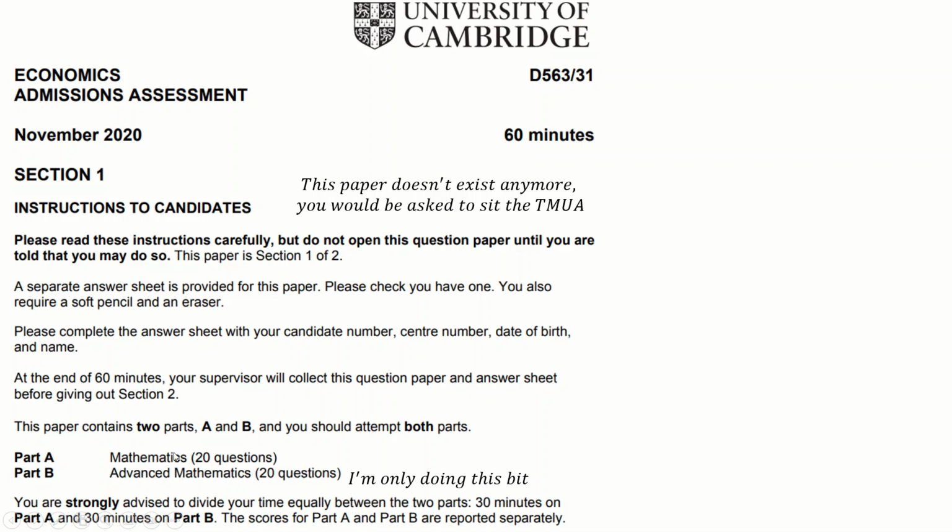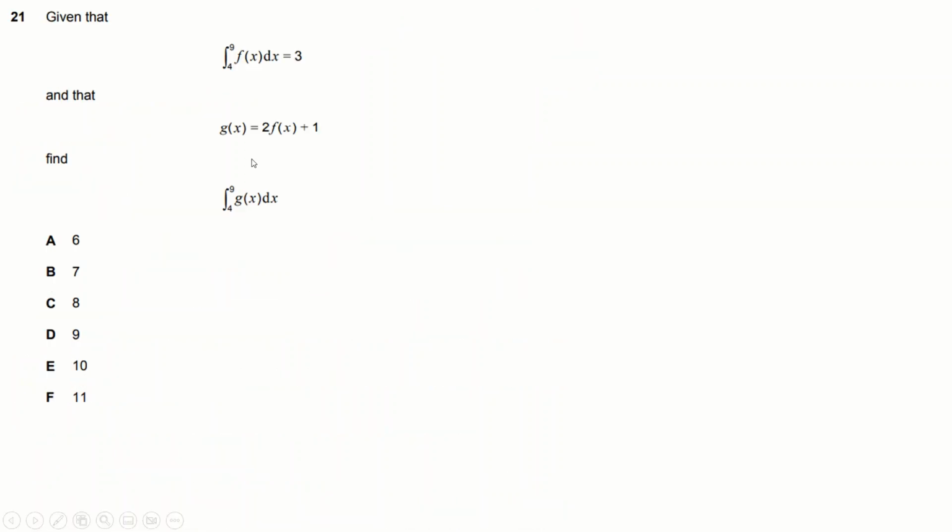These questions are a little bit easier, so I'm skipping them. And yeah, section 2 is an essay question about economics, which I'm obviously not going to do. Anyway, getting into it. So this one here.